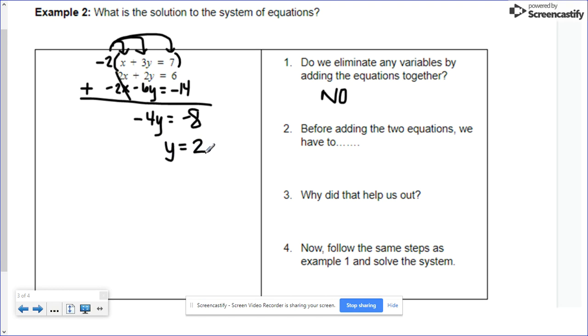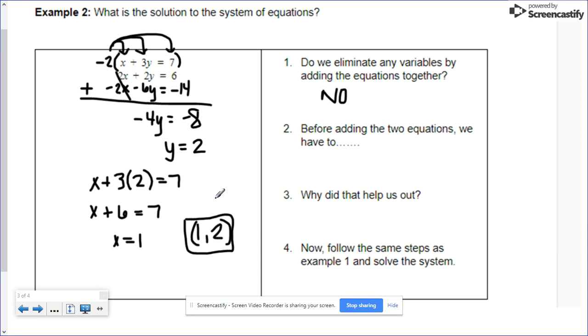Okay, this is where people need to pay attention, because you need to use one of your original equations, not the one that you multiplied. I'm going to use this very top equation, the x plus 3y equals 7. And instead of putting a y now, I'm going to put a 2. That's the original equation, not the one I multiplied, but the original one. And I know 3 times 2 is 6. And that would make x 1. So my answer is 1, 2.